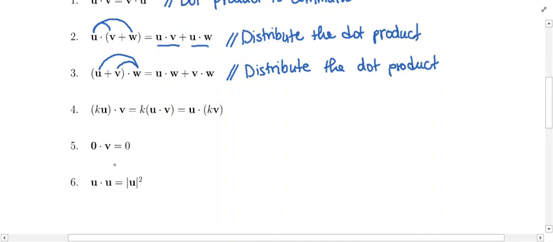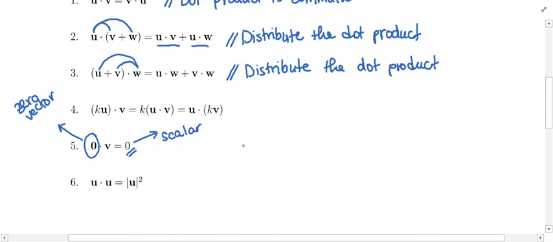All right, number 5 says, if I do 0 dot v, now be careful here. When you do dot product, you have to dot product vectors. So this is talking about the 0 vector. Notice the 0 is bolded. That means it's a vector. So this is the 0 vector. We know anything times 0 is going to give you 0, so the result will be 0. But remember, when you do the dot product, the result is a scalar or a number. So this 0 is just a scalar.